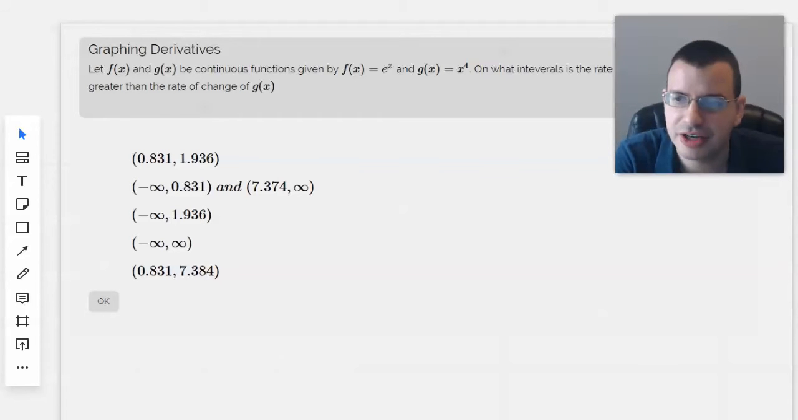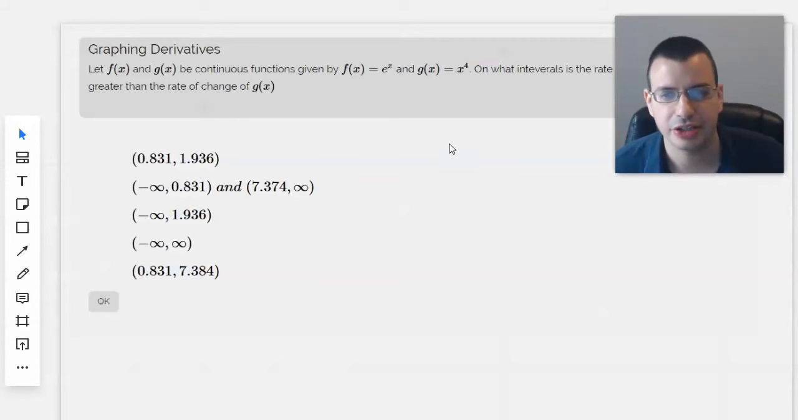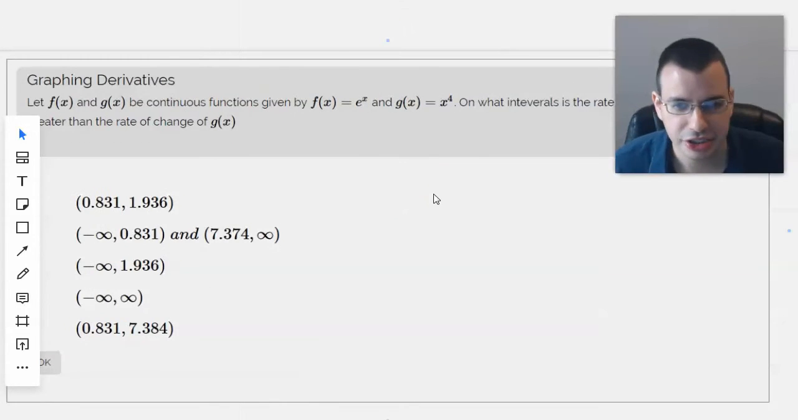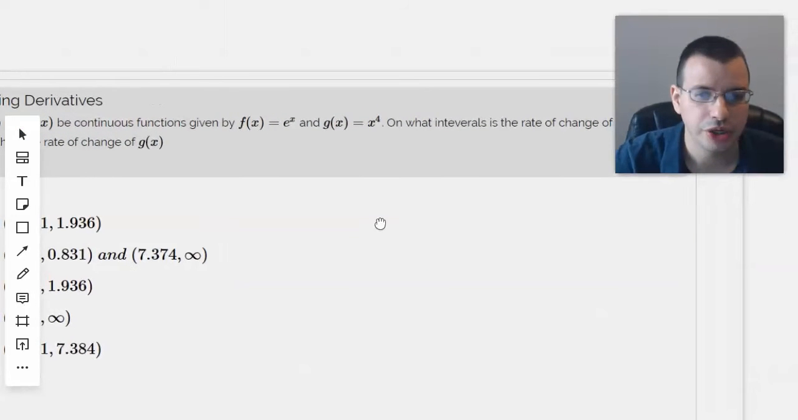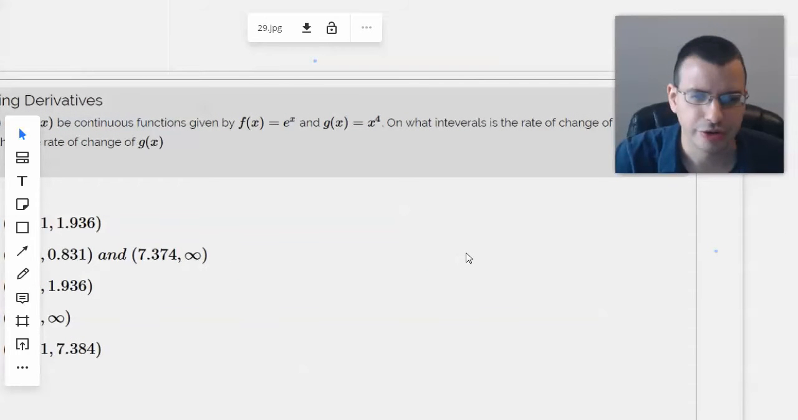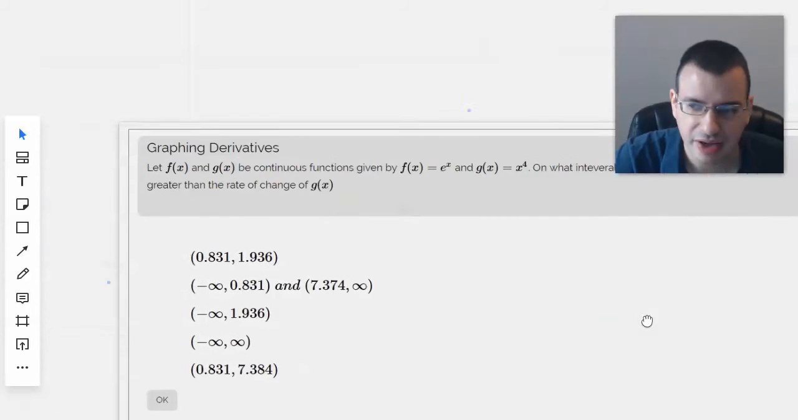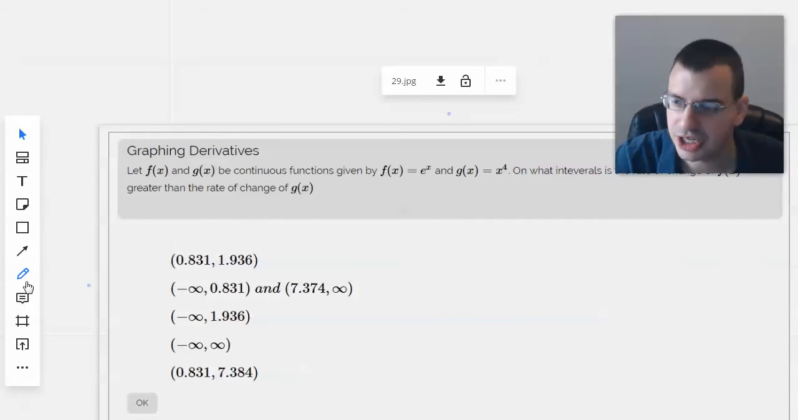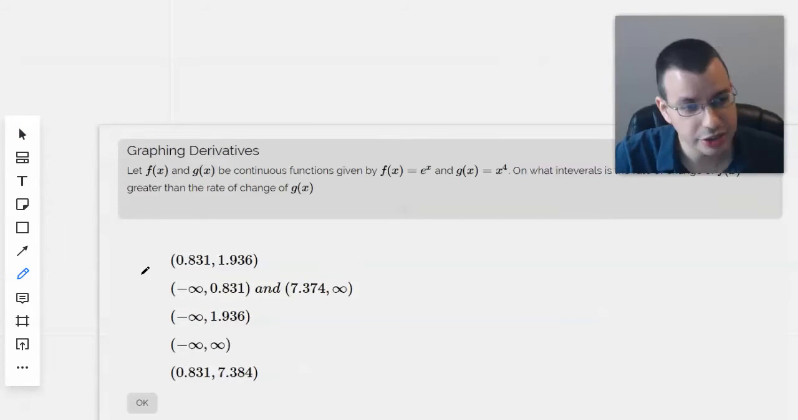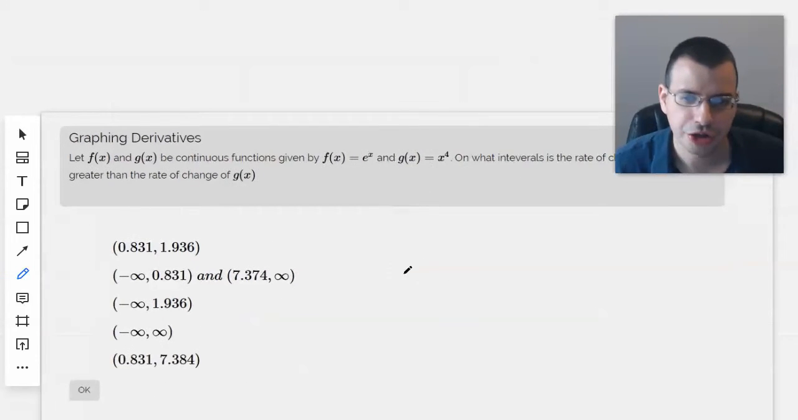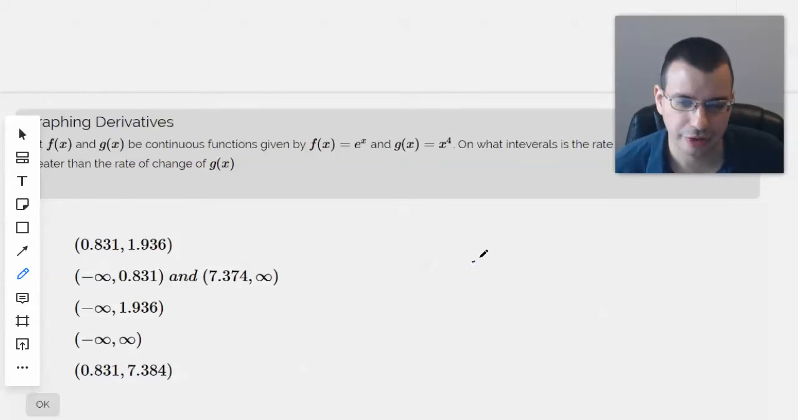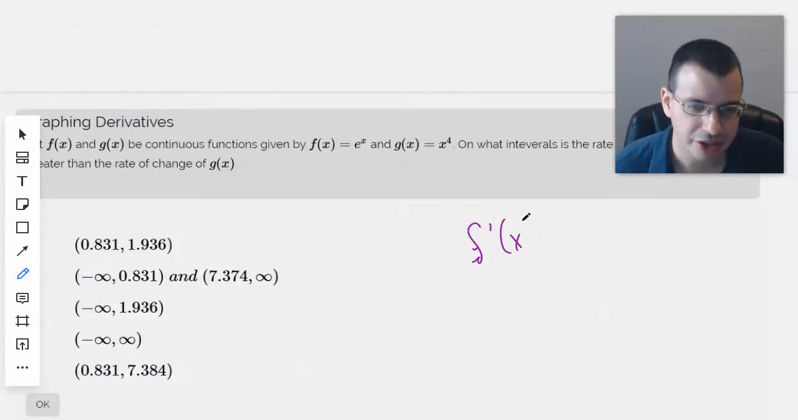Let f of x and g of x be continuous functions given by f of x equals e to the x and g of x equals x to the fourth. On what intervals is the rate of change of f of x greater than the rate of change of g of x? Okay, so rate of change, derivative. So they're saying on what intervals is f prime of x greater than g prime of x?